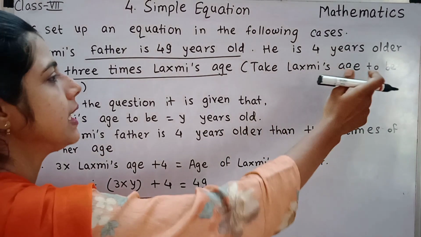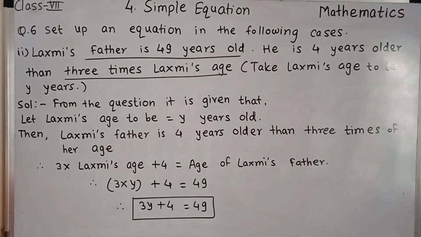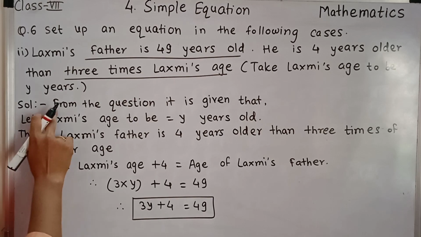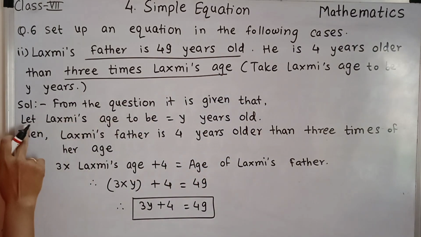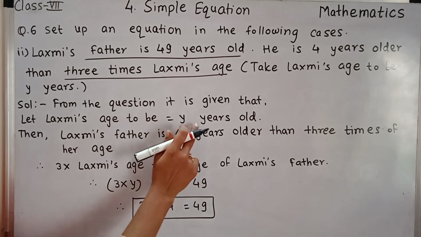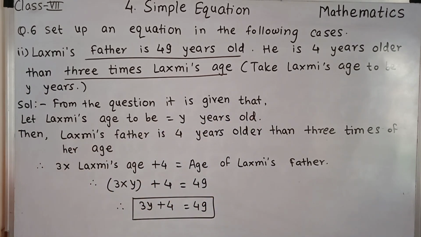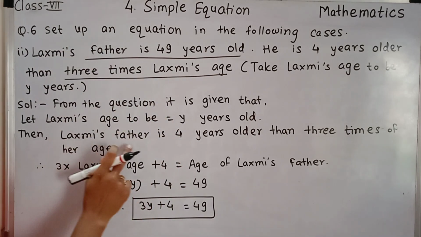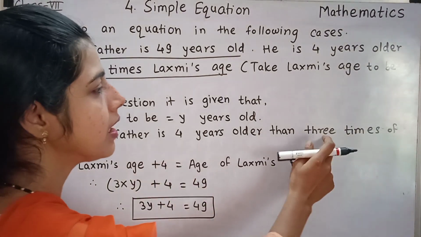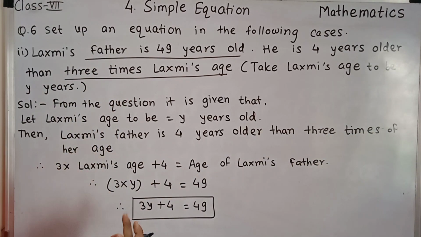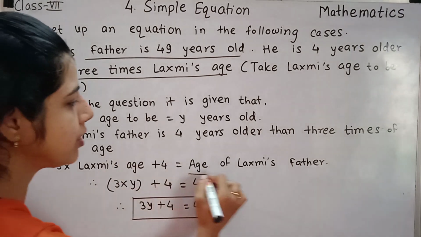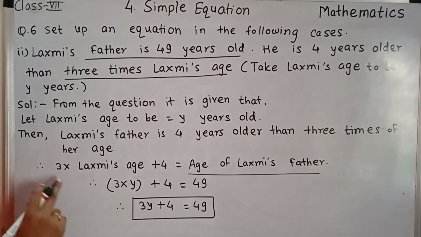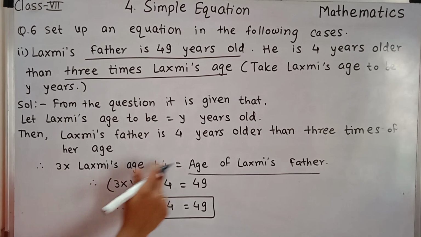So take Lakshmi's age to be y years. Whatever is given in the example, we should write it first of all as a given thing. So from the question it is given, let Lakshmi's age be y years old. Okay, this is given to us, no need to use any brain here. Then Lakshmi's father is 4 years older than 3 times her age. Whatever is given, write it down. So the age of Lakshmi's father equals what is given: 3 times Lakshmi's age plus 4 years older.